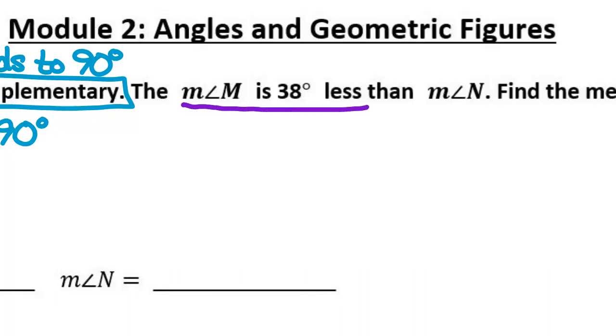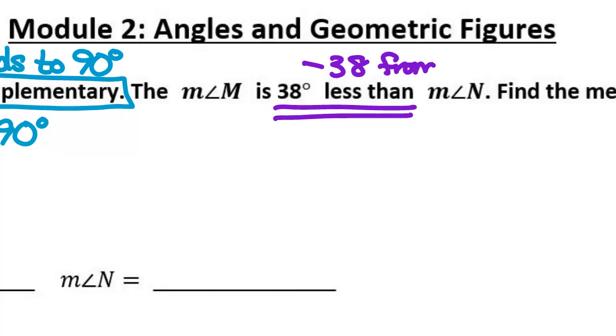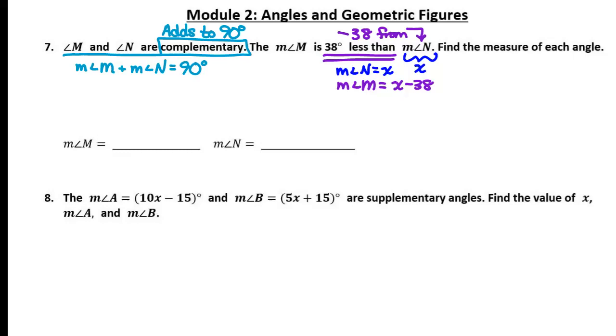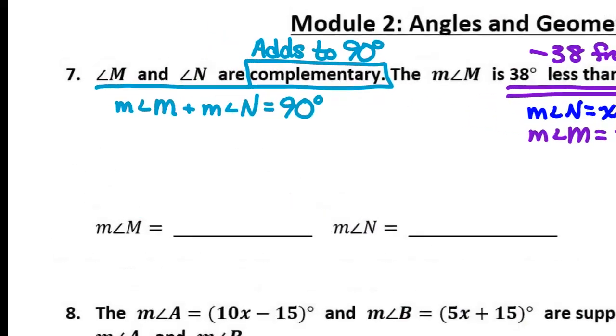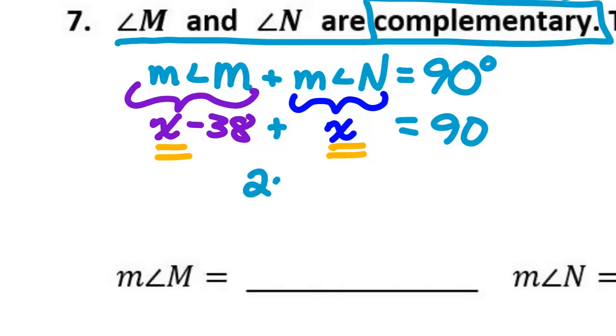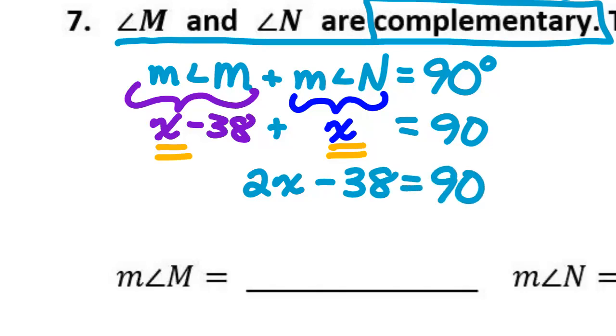It tells me the measurement of angle M is 38 less than. When I see less than, it means I'm going to subtract 38 from whatever comes after it. So I'm going to let the measurement of angle N be represented by X, and the measurement of angle M is 38 less than that, so that would be X minus 38. I'm going to come over to my original equation and substitute that in. Instead of angle M, we put X minus 38. Instead of the measurement of angle N, we put X, equals 90. Combine my two like terms, X and X, to give me 2X. So 2X minus 38 equals 90.